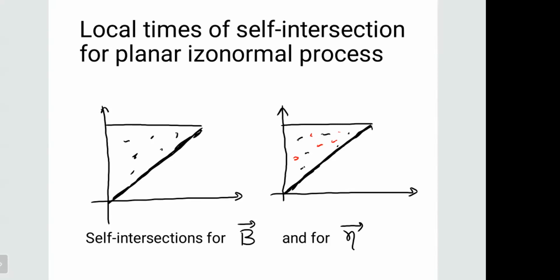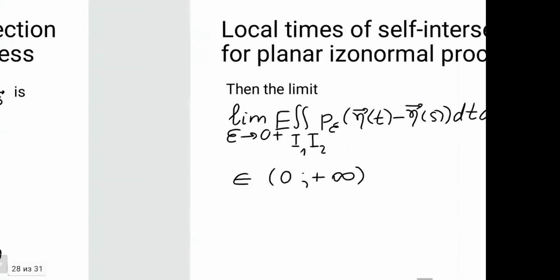But you see the right picture. In this case, we have even more self-intersection points, and of course, near the diagonal, the density of such points will be bigger than on the left picture. But then I understood that not only the size of the set of self-intersection points plays a role, but how far these points are from one another. And you see that now we measure the distance.